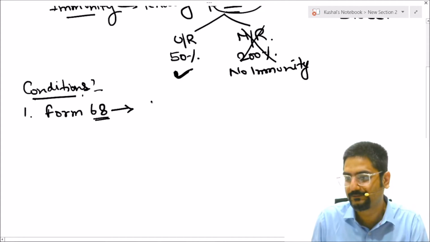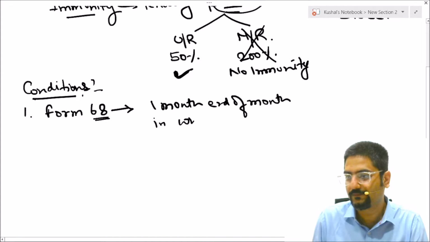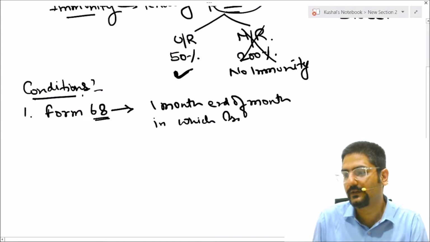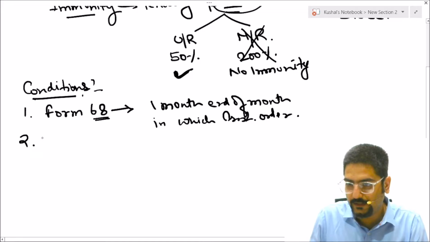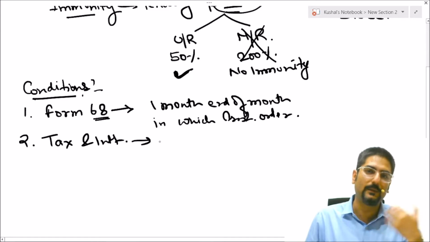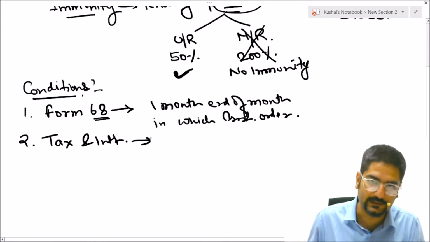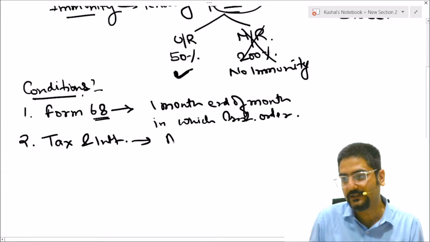So the time limit is one month from the end of the month in which the assessment order was passed. The second condition is that you have to make payment of tax and interest as mentioned in the computation sheet attached along with the assessment order, within the time limit mentioned in the assessment order.